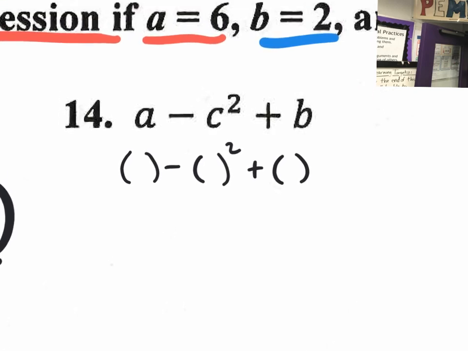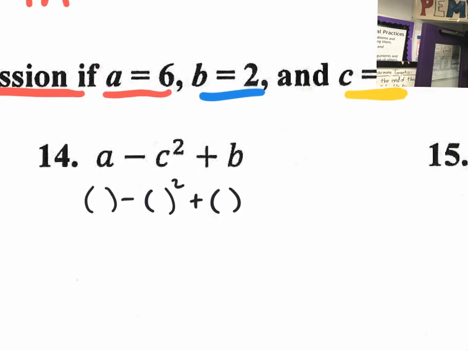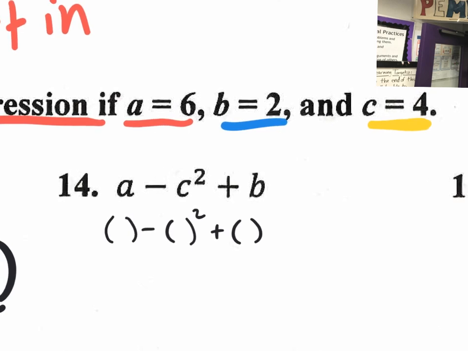So that's exactly what I did. And now it's just a question of plugging in our values. So the a value of 6 goes right here. The c value of 4 goes right here. And the b value of 2 goes right here.